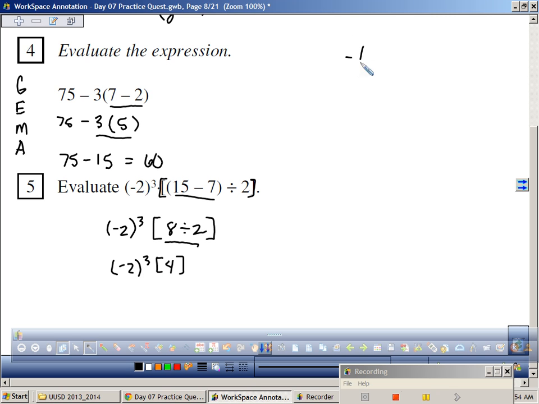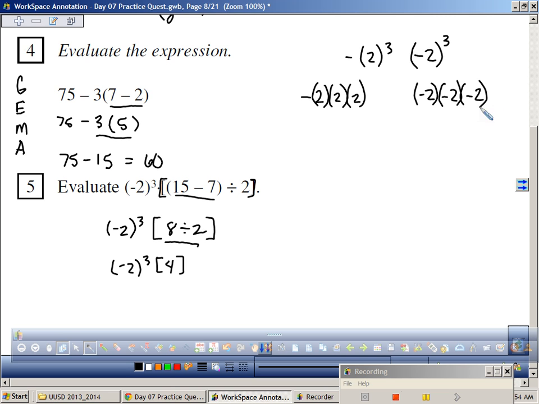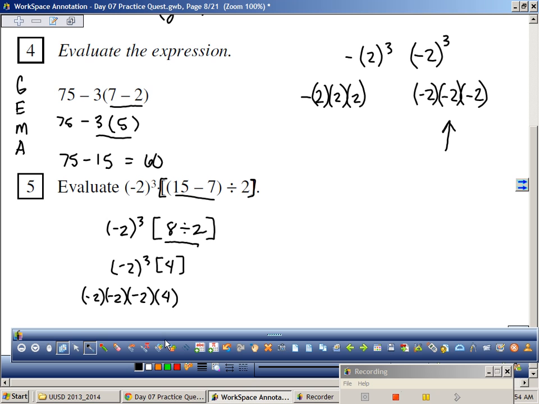Now, -2, what's the difference between these? One's on the outside, one's on the inside. This one says -2 times 2 times 2. And then although it doesn't make a difference on this one, it does on many. So this is -2 times -2 times -2 times 4, right?